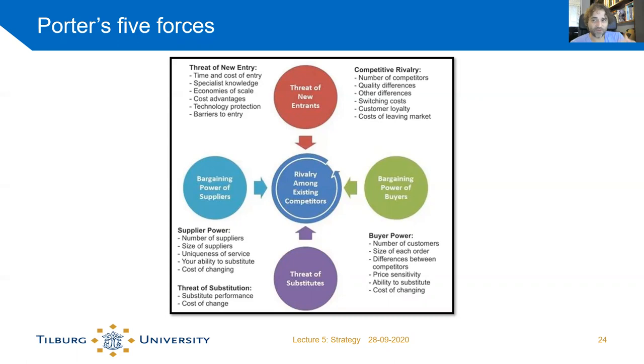You always have to take into account these five forces, but it's perfectly okay for you to say, okay, this force does not play a huge role in my business plan because I'm going to develop it from the ground up in-house, so I have no suppliers.